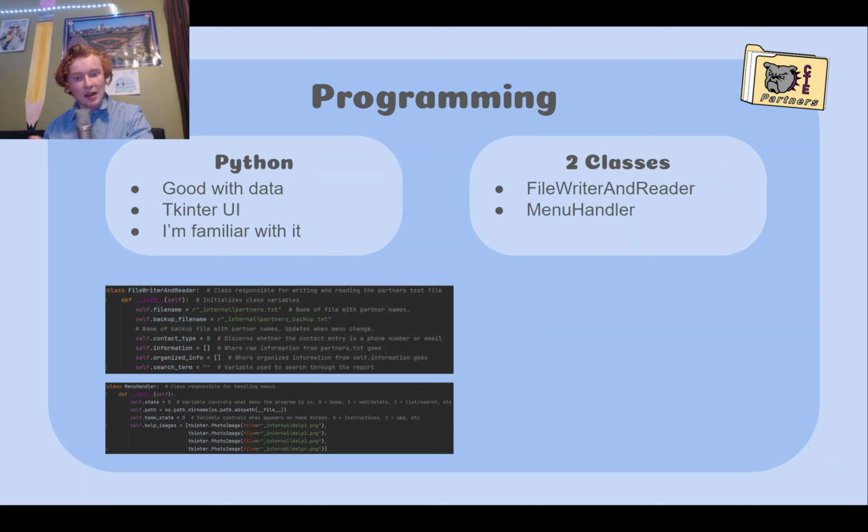Using my previous plan, I had two classes that I used, one called File Writer and Reader, and one called the Menu Handler. The File Writer and Reader would be responsible for anything related to writing and reading files, such as the adding, deleting, editing, even presenting the report. It was all responsible for that. But the Menu Handler was responsible for the user interface, essentially. It had certain variables that would run checks, like if the variable was 0, such as self.state, it would be in the home menu. If it was 1, it'd be in the add and delete menu, etc.